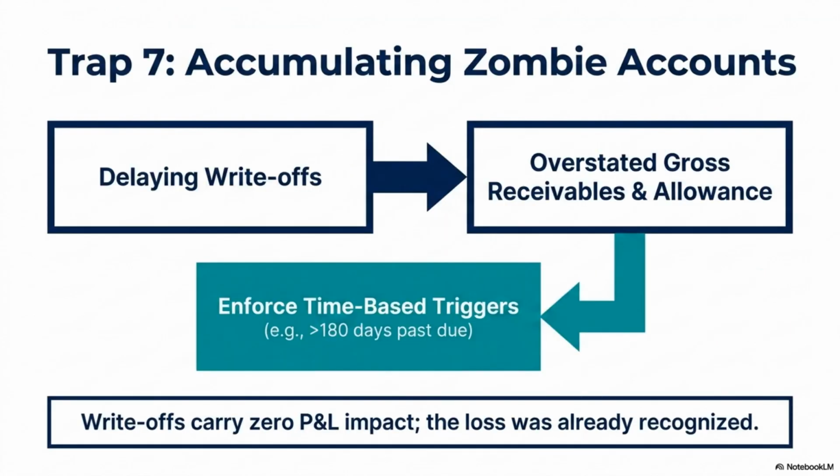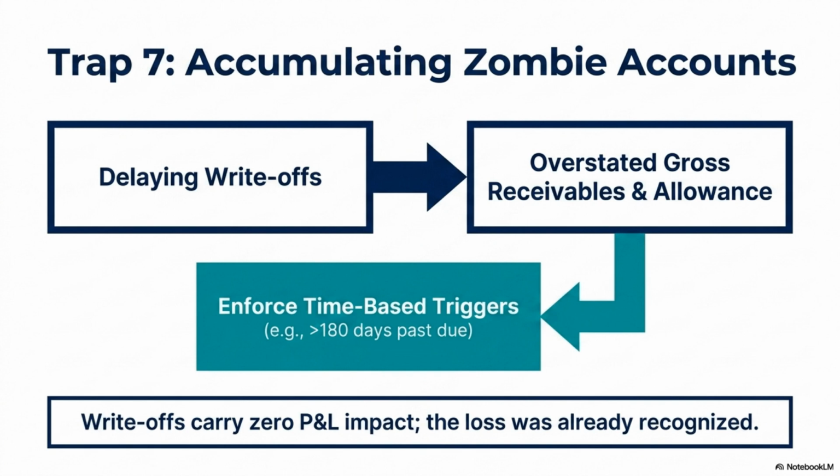Trap 7 is accumulating zombie accounts. Teams sometimes delay writing off overdue accounts hoping for eventual payment. The result is that the gross receivable balance stays inflated, and the allowance accumulates without a corresponding reduction, misrepresenting the portfolio. The fix is a clear write-off policy with time-based triggers.